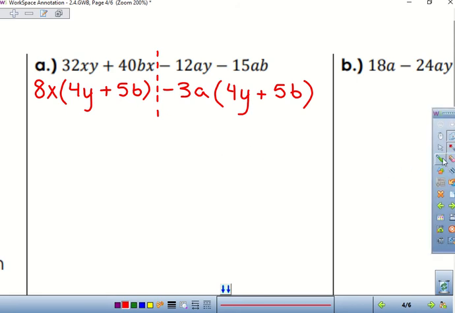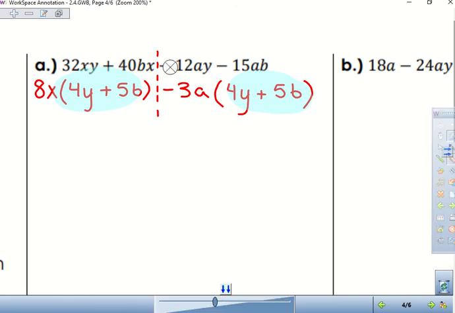Now, what do you notice about the two resulting binomials here? They're the same. That's actually something that you want to happen when you factor by grouping. Because what I'm going to do now is erase this little imaginary boundary here, okay?